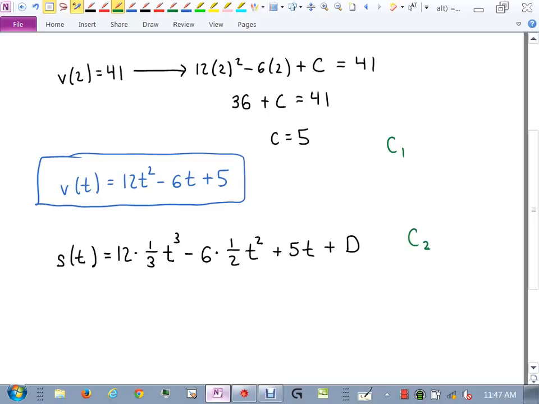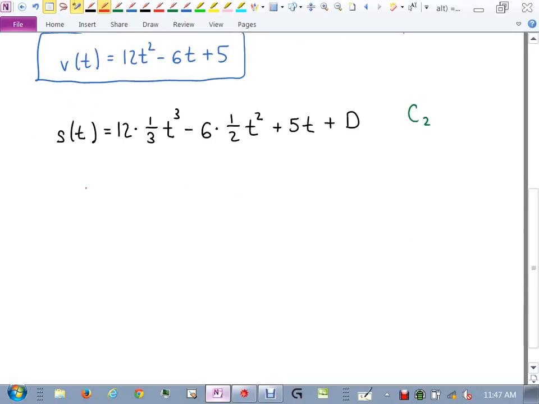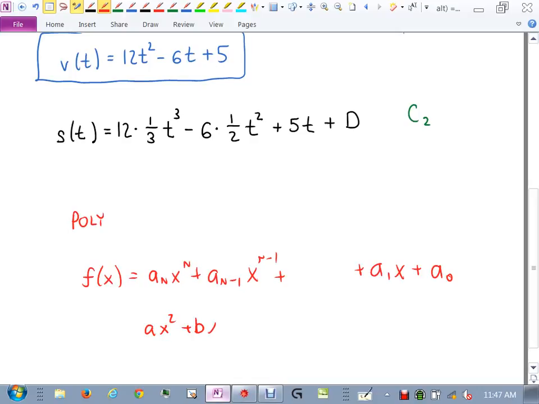You may remember that when someone defined what a polynomial function was, they said f of x was a sub n x to the n plus a sub n minus 1 x to the n minus 1 plus dot dot dot until you get down to a sub 1 x plus a sub 0. Anyone remember that general definition of a polynomial function? How about this for a quadratic function? Ax squared plus bx plus c. Y'all remember that? Okay, we used a, b, and c for quadratic because the highest power was 2, so we say a, and then next power down b, and then c.